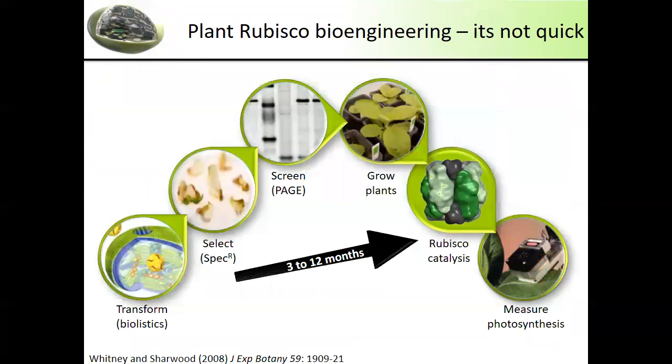But this process is not quick, and it's actually quite an expensive process, from doing the transformation of the DNA using the ballistic gun into the tobacco, through the screening process, to producing the plants, which we can then both analyse the Rubisco kinetics, as well as correlate that with the photosynthetic properties and the growth of the plant. So generally, we can already predict what this is going to be if we know what the kinetics and the content of the Rubisco are.